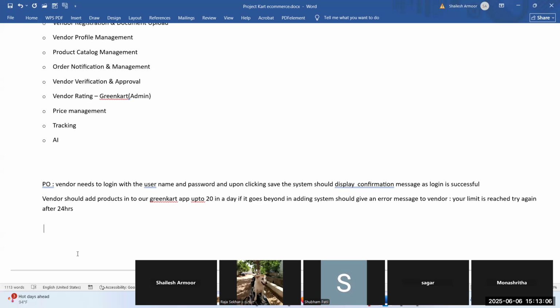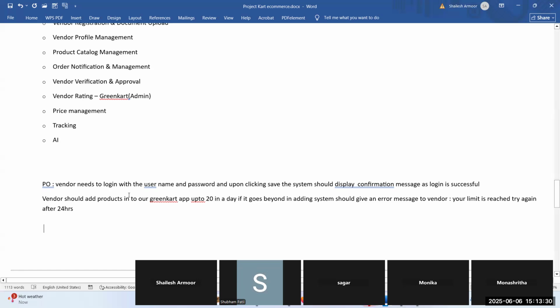This is how you gather the requirement. It's open for everyone. Monashrita, Shubham, give it a try. Do we have any save button after adding 20 products so that the system can give an error message? Yeah, I want a save option. Every time a product is added, the vendor should click the save option. Do we need a save option for every individual product or after adding the 20 products?